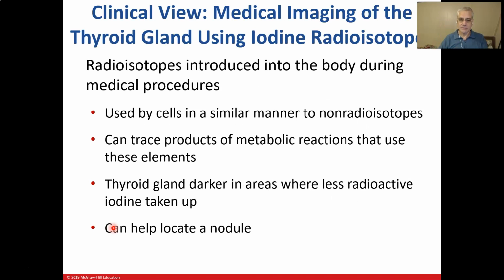Okay, so here's the medical view, right? Medical imaging of the thyroid gland using iodine radioisotopes. And I've already mentioned this, right? So with radioisotopes, you're given iodine either in an injection or you swallow it. Iodine is taken up by your thyroid gland. In darker areas of your thyroid gland, where less radioactive iodine is taken up, it can help you locate a nodule inside the thyroid gland. There's all kinds of ways that radioactive isotopes are used in medicine.